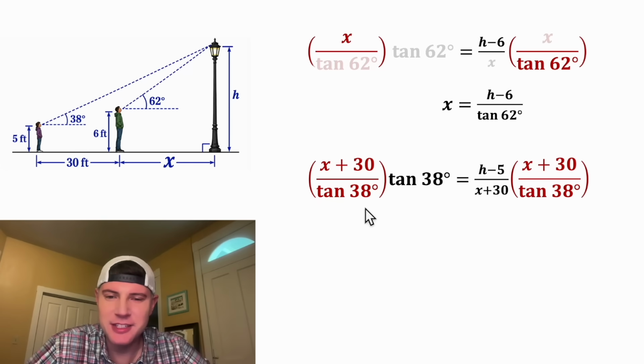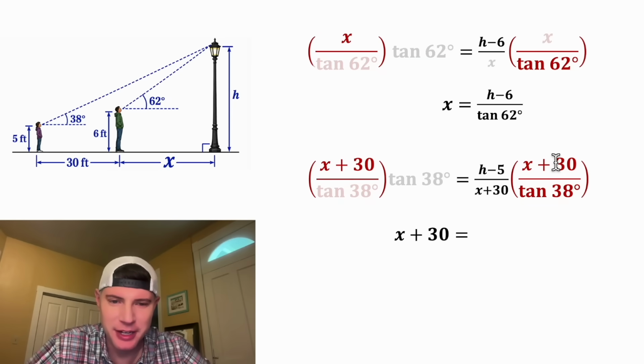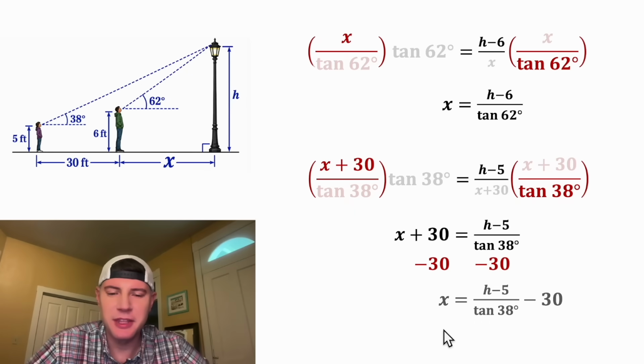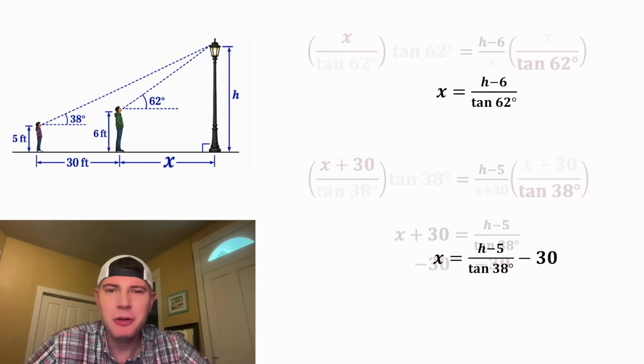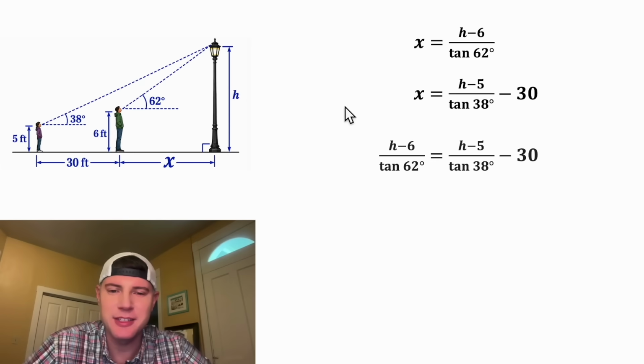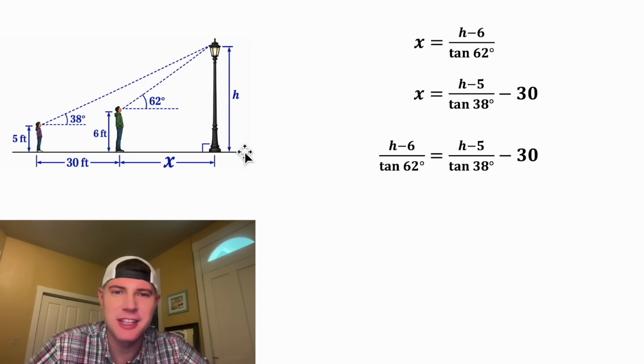On the left-hand side, these tans are going to cancel each other out, leaving us with X plus 30. And on the right-hand side, these X plus 30s are going to cancel out, leaving us with H minus 5 over tan 38. Next, to get this X all alone on this side, let's subtract 30 from both sides. That'll leave us with X is equal to H minus 5 over tan 38 minus 30. Now we've isolated the X's for both equations. Since this equals X and this equals X, we can set these two things equal to each other. So now we have a single equation in terms of H. This is the height we're trying to solve.